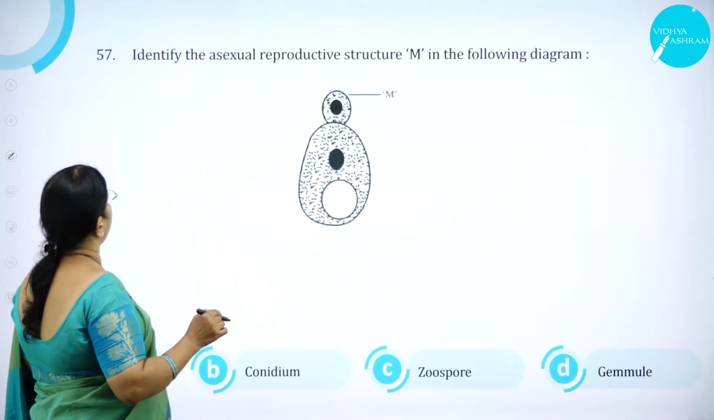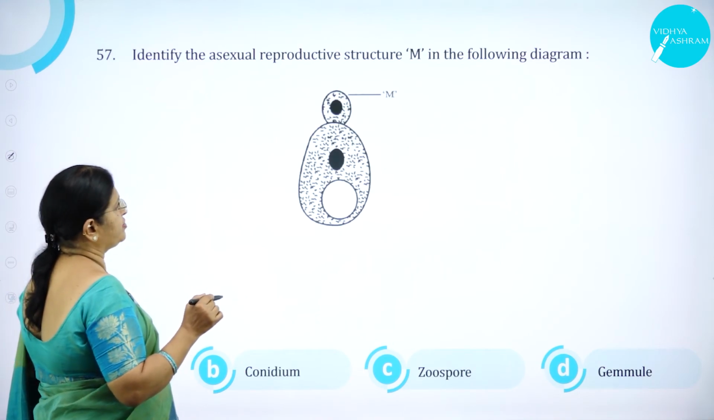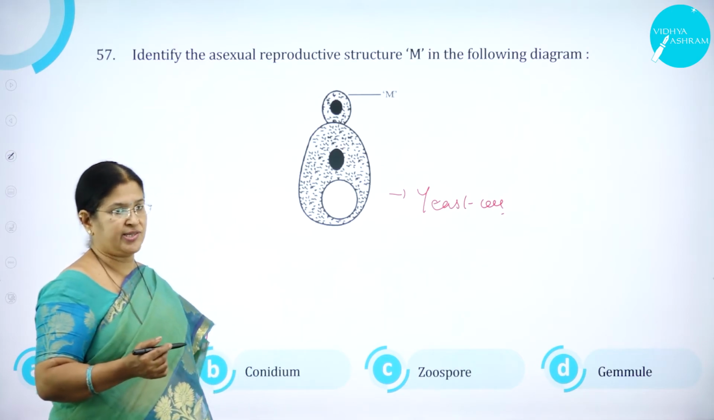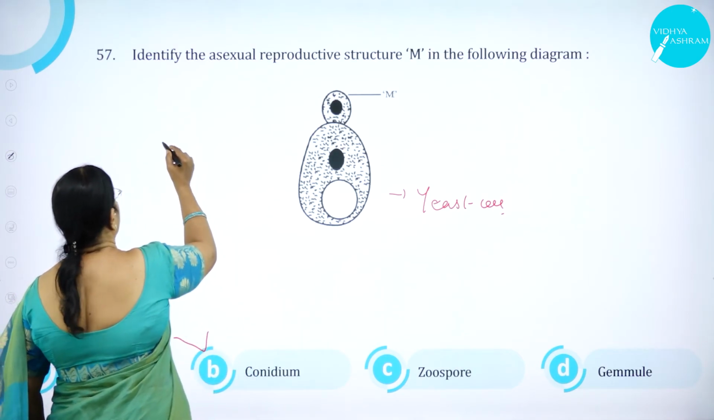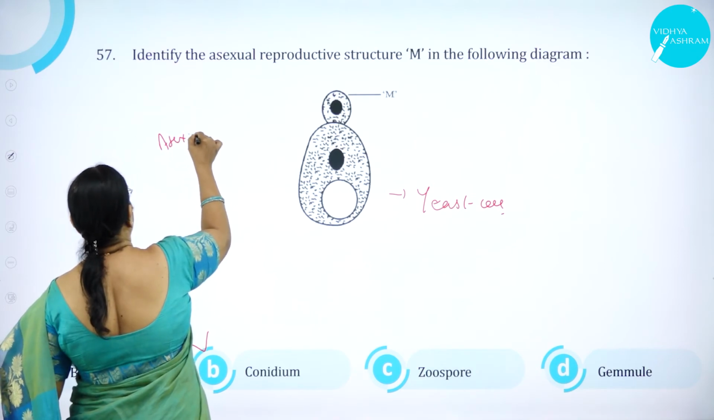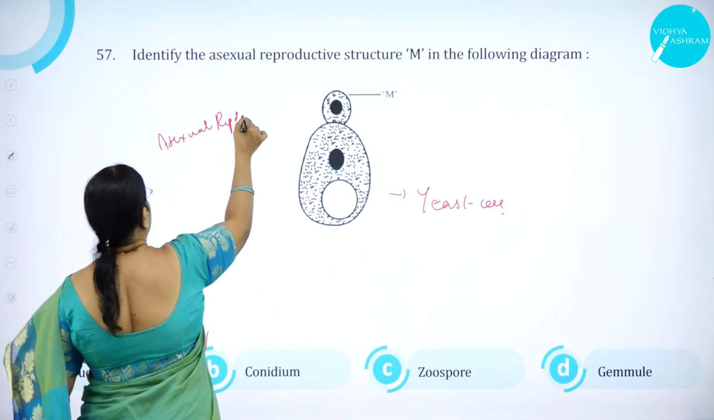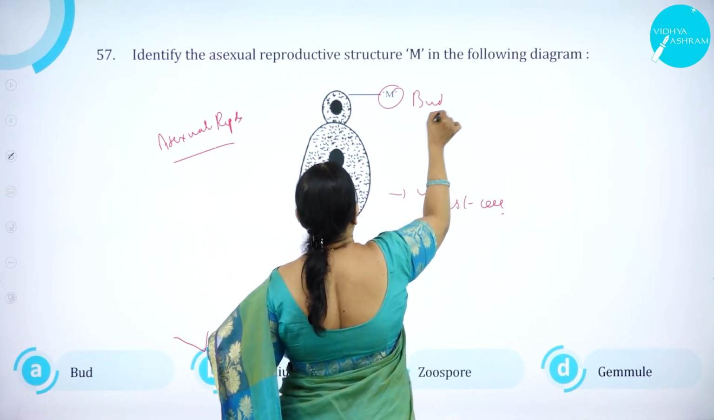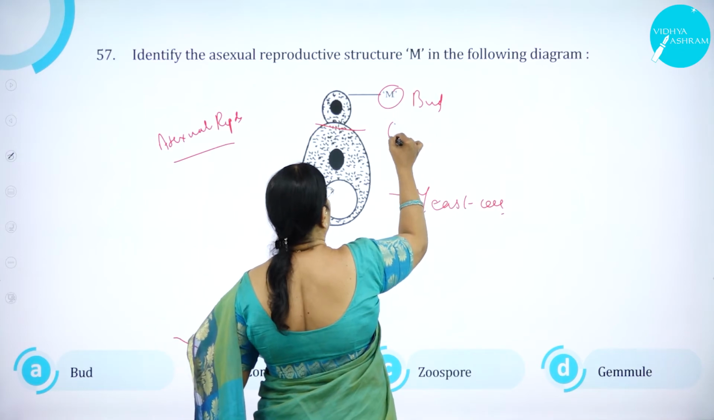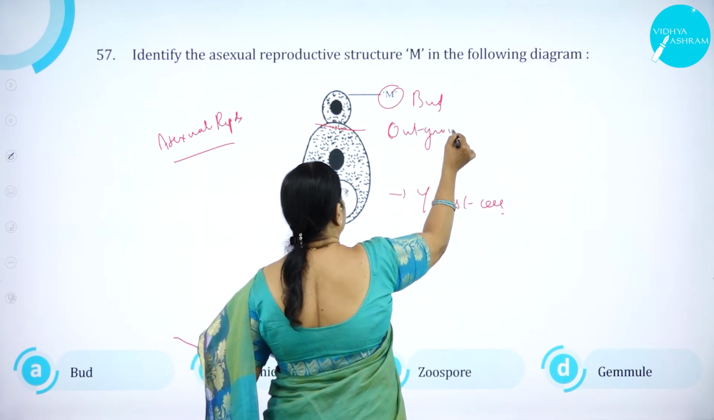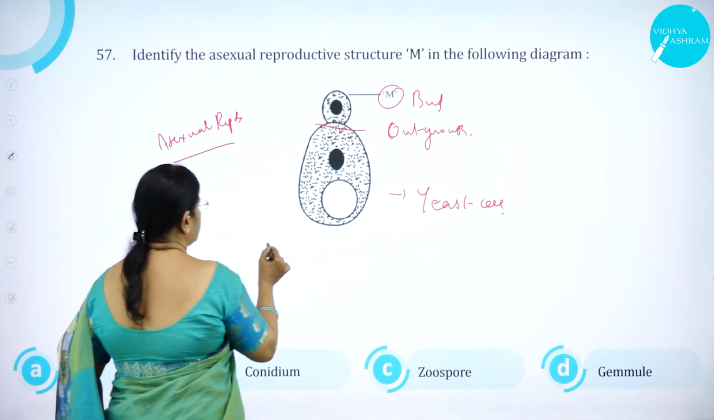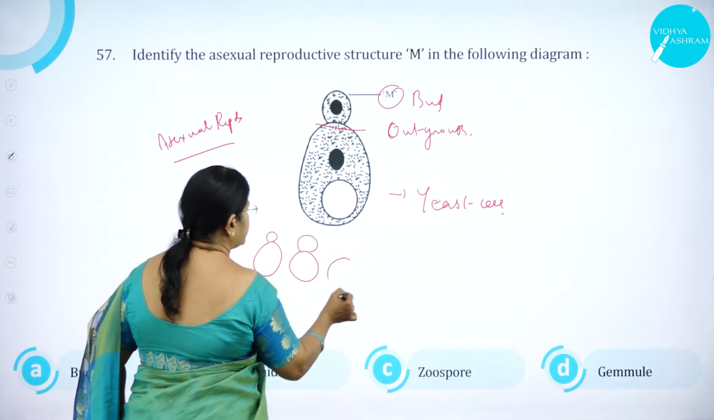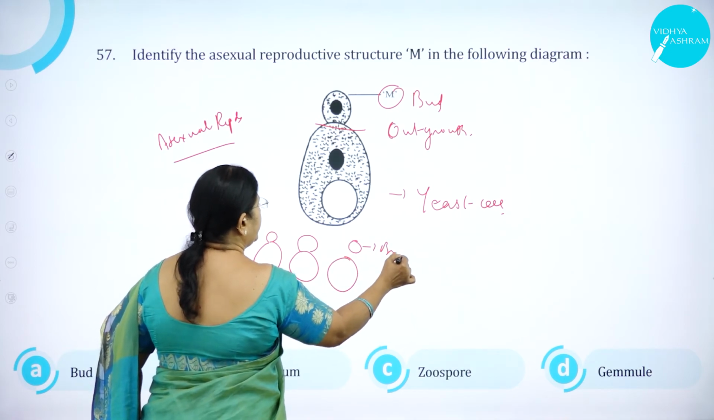Identify the asexual reproductive structure M in the following diagram. So this is the diagram of a yeast cell. So you have come across this in case of asexual reproduction. So M is nothing but a bud. Here you can see a bud. What is a bud? Bud is nothing but an outgrowth. It will produce one small bud like this, and this will start developing like this, and it will develop into a new individual.